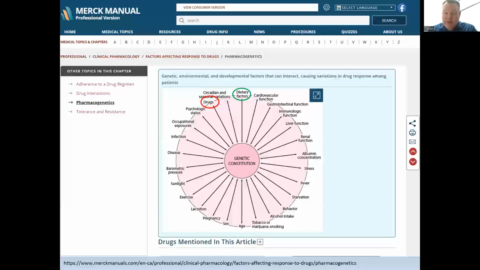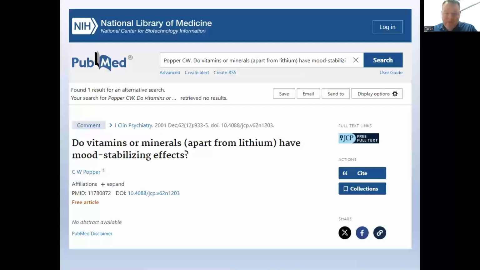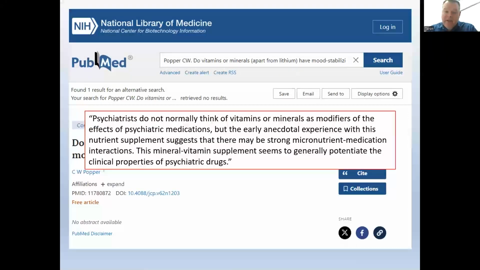What does it look like? Well, these interactions have been reported in the literature. From the Journal of Clinical Psychiatry, one of the earliest publications on the micronutrient formula, we read, psychiatrists do not normally think of vitamins or minerals as modifiers of the effects of psychiatric medications, but the early anecdotal experience with this nutrient supplement suggests that there may be strong micronutrient medication interactions. This mineral vitamin supplement seems to generally potentiate the clinical properties of psychiatric drugs.